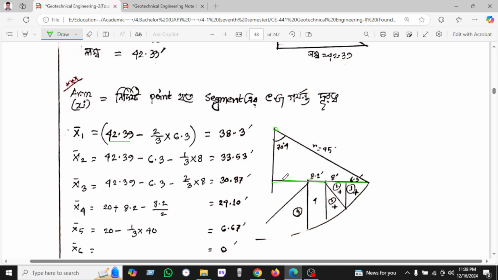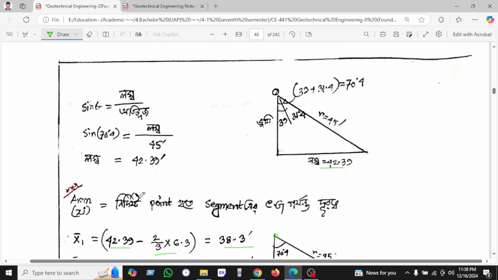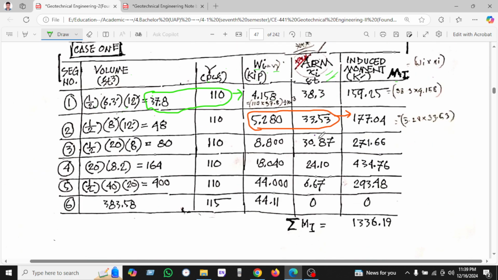The total length we have found is 42.39, minus 2/3 because we are coming here at 2/3 of 6.3, which is given here. So this is 38.3. Another one, the total length is 42.39, deduct the 6.3 first, and then this portion, which is 3 1/3 of h, and we found 33.5. In this way x3, x4, x6 are found, and in this way we will calculate the arm.